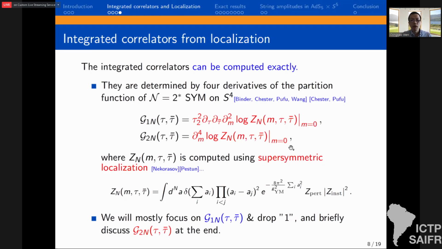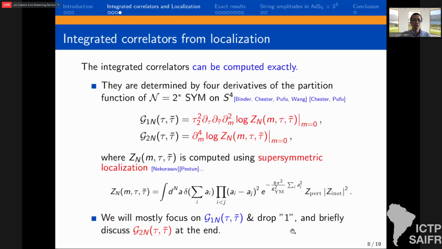This relation is useful, of course, because the partition function of N=2* super Yang-Mills on S4 is famously known and can be computed using supersymmetric localization. I won't go into any detail here, just to say that instead of a path integral, this partition function is given by a finite-dimensional, n-dimensional integral, and that receives contributions from perturbation as well as from a non-perturbative effect with instanton, anti-instanton contributions at the south and north poles of the S4.